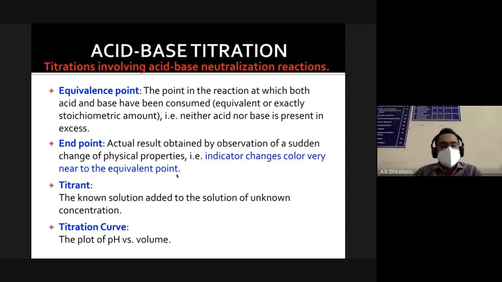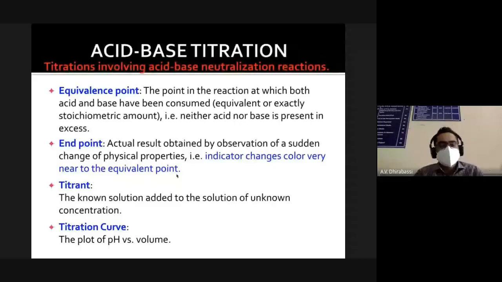So titrant is the known solution added to the solution of unknown concentration. Titrant means the standard solution, the compound whose concentration is known. That is the titrant. So the titration curve is the plot of pH versus volume. The curve of pH versus volume is what we call the titration curve.